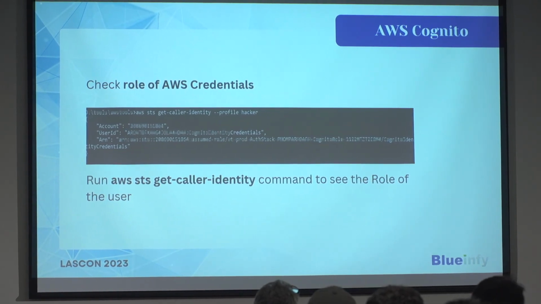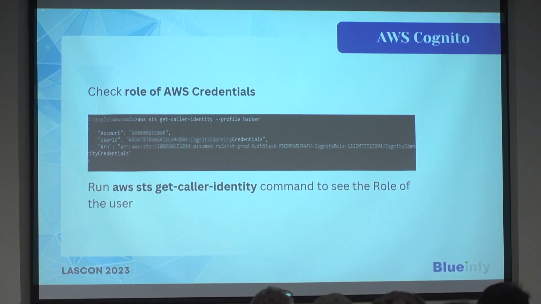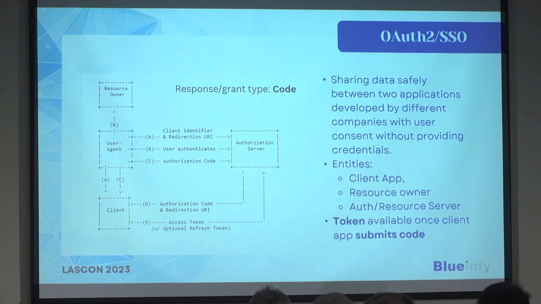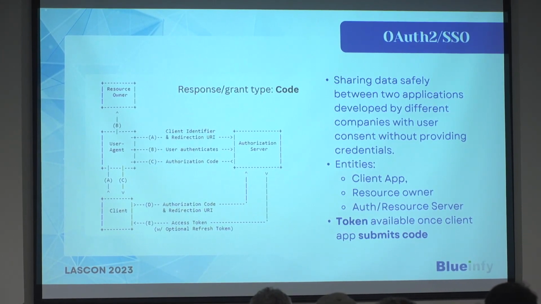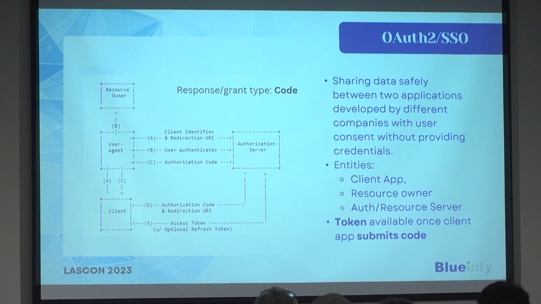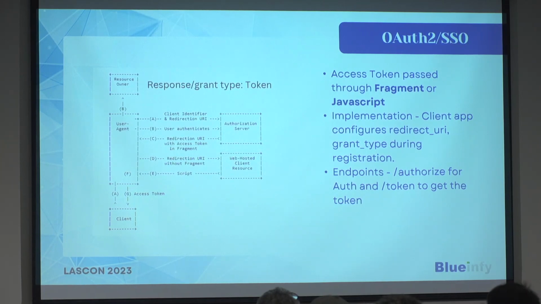So this was for Cognito. Now we move to the second one, called OAuth. In OAuth, there are two types of response type: one is the code response type, and the other is the token type. In the code type, it normally gets the code, sends it to the IDP, and collects the token. In the token type, it passes your token as part of the fragment or to your JavaScript through post message.